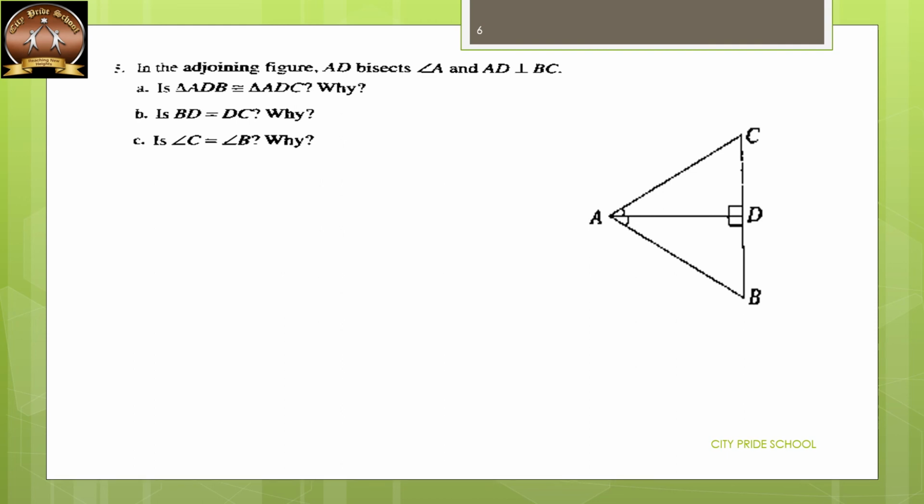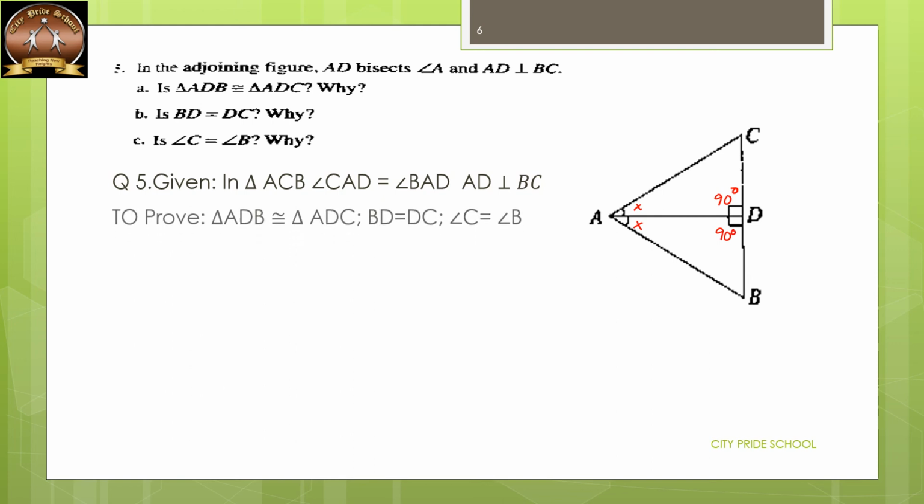So let us first write what is given. A triangle ACB is given. They are saying that AD bisects angle A. That shows that angle CAD is equal to angle BAD. Bisects means divide the angle into two equal halves. Second, they are saying that AD is perpendicular to BC. That shows that angle ADC is equal to angle ADB, that is equal to 90 degrees.